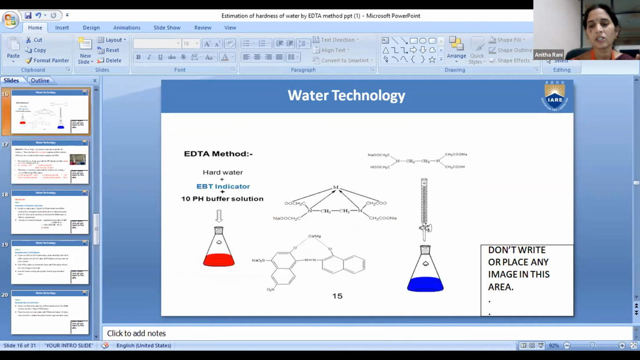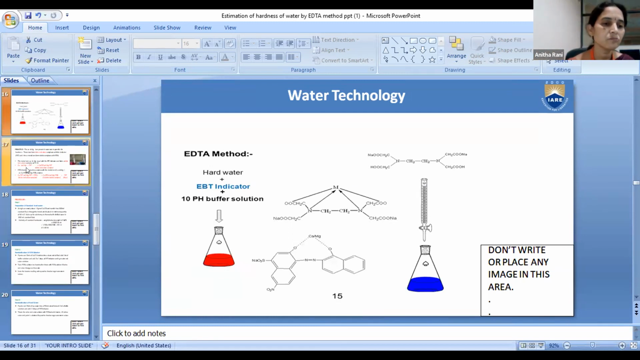You can use the stopcock here. You can stop, then note down the burette reading. For example, here 20 ml of EDTA is consumed. After 20 ml, you got blue color immediately. So note down: the volume of EDTA consumed is 20 ml. In your notebook, you will write 20 ml.